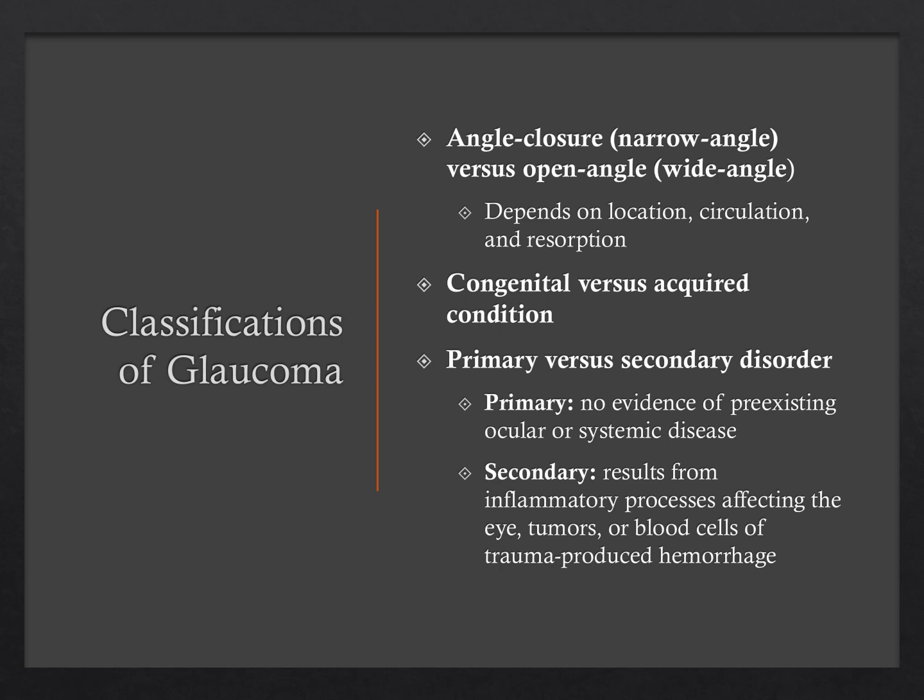And then in secondary glaucoma, that glaucoma results from inflammatory processes that affect the eye, or from tumors, or blood cells of trauma that produce hemorrhage in the eye that can lead to just an increase in intraocular pressure. So one of the things that we see maybe in someone with diabetic retinopathy, which we'll discuss, is that they get these changes to the small blood vessels on the back of the eye that can make them very fragile and prone to bleeding. And that bleeding over time can increase intraocular pressure. And so that would be classified as a secondary cause of glaucoma.